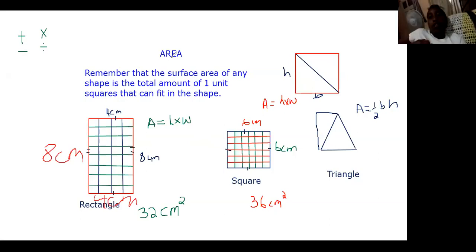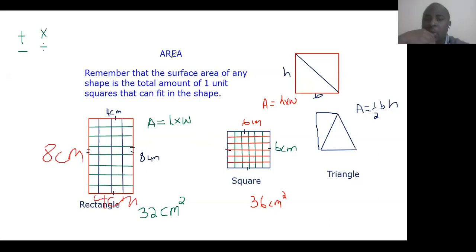When you're asking the area of a triangle, you're asking how many one unit squares can hold the triangle. Right? Yes. Good. If I ask you what's the area of a square, what am I asking you? How many one unit squares can hold this shape?